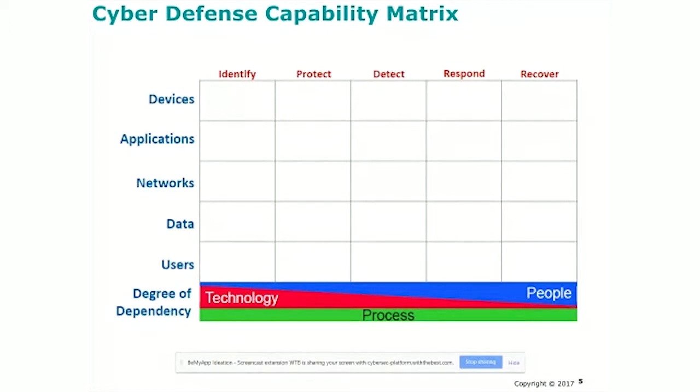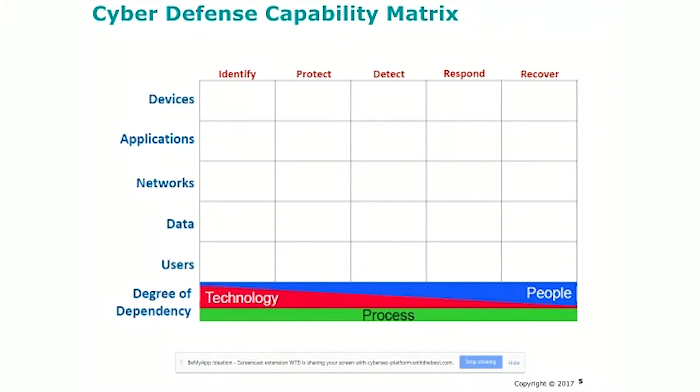Here it is. Okay. So on the horizontal, you see the various NIST core functions: identify, protect, detect, respond, and recover. Then on your vertical axis, you see what do I want to really protect? Devices, applications, network, data, users. Again, as I said, you can modify that the way you want it. And then the degree of dependency, right? If you see from identification to recover, the dependency on technology pretty much diminishes, and the dependency on people is much higher as we go to recover.